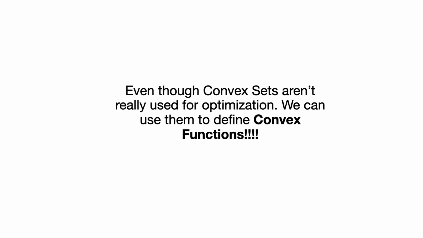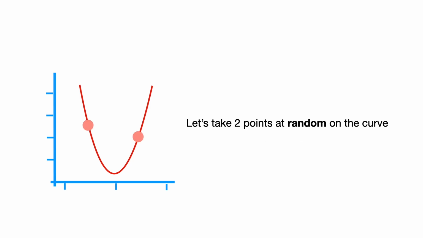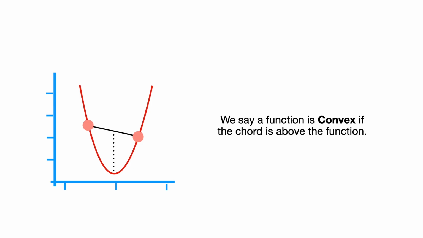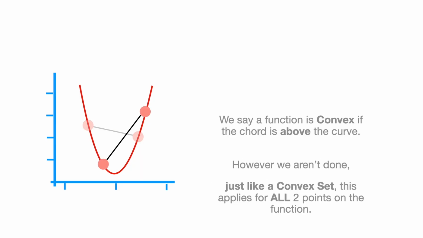Even though convex sets aren't really used for optimization, we can use them to define convex functions. We take the simplest example, f of x equals x squared. Let's take 2 points at random on the curve, and connect a chord. We say a function is convex if the line is above the function and the curve sags below the line in turn. However, we aren't done. Just like a convex set, this applies for all 2 points on the curve.